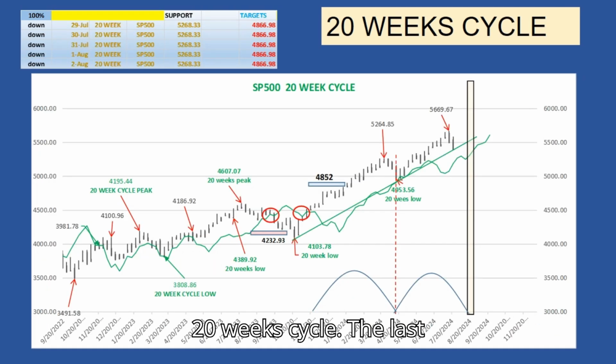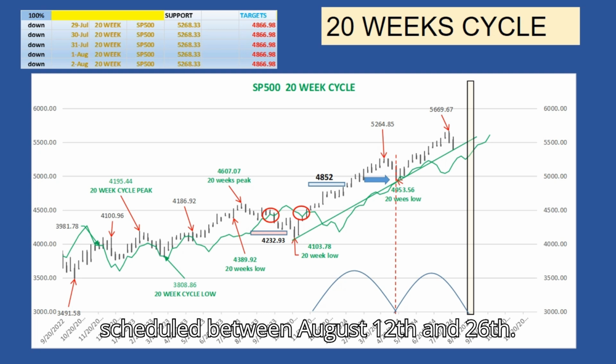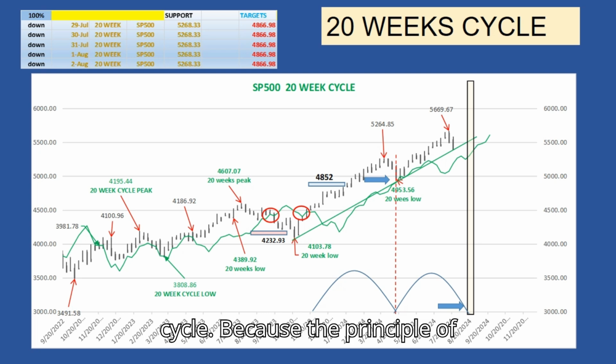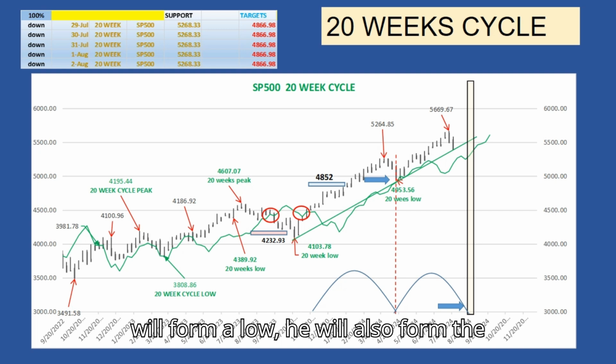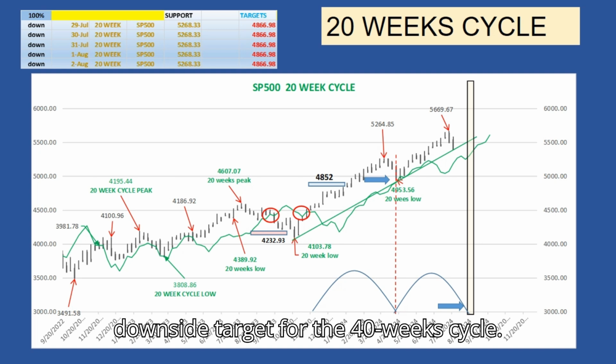The 20-week cycle. The last 20 weeks low occurred in April. This 20-week cycle was very long, 175 days, for an average of 136 days, 39 days longer than the Hurst nominal model. In my last update, I mentioned the date for this 20-week cycle low is scheduled between August 12th and 26th. No matter which option we choose, we know the next low will be at least a 20-week cycle. Because of the principle of synchronicity, when this 20-week cycle forms a low, it will also form the 40-week cycle low. Technically at that stage of the cycle, the second 20-week cycle should cross below his cycle line, providing a downside target for the 40-week cycle.